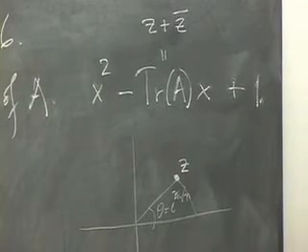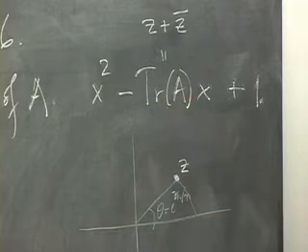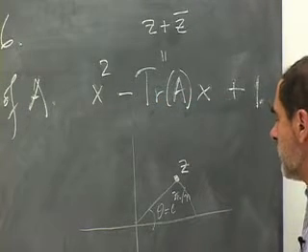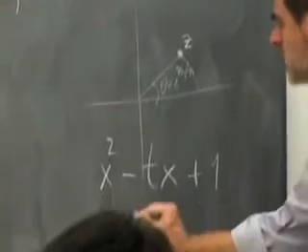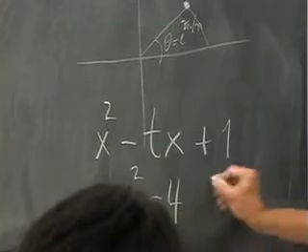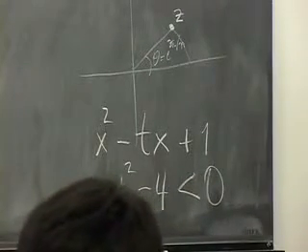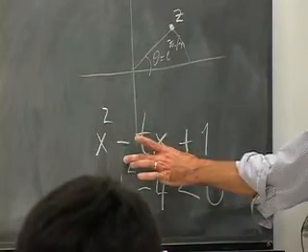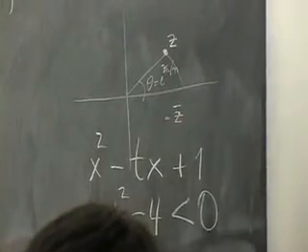Okay? Now, that's what it looks like in general. This is some real number. And I also happen to know, so let's write it as x squared minus tx plus 1. I also happen to know that t squared minus 4 is a negative number. T squared minus 4 has to be a negative number because the roots of this quadratic polynomial are two complex conjugate numbers. They're not real numbers.